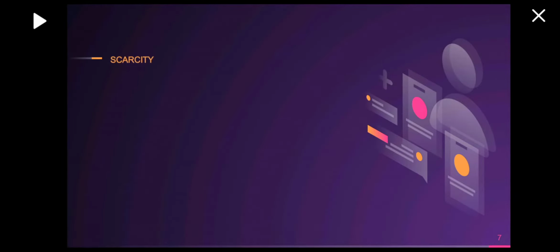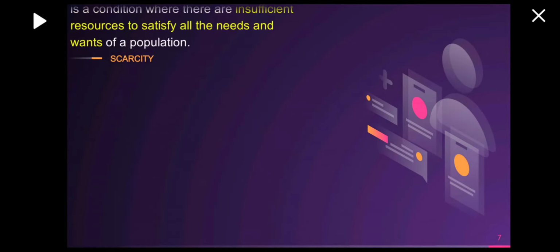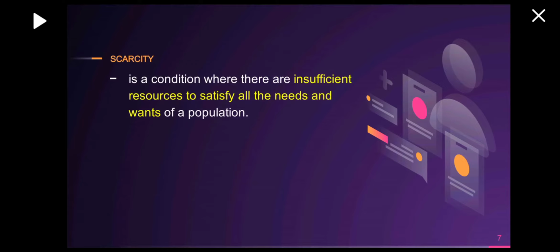First, we have scarcity. Okay, so scarcity, it is a condition where there are insufficient resources to satisfy all the needs and wants of a population. So meaning, there are never enough resources to satisfy all human wants. Okay? Because given na sa atin or nature na natin ang pagiging maluho. Okay? So, kumbaga, unlimited yung wants natin. Gusto natin ito, gusto natin nun. Hindi tayo satisfied. So, hindi tayo masatisfied though na meron tayong limited resources lamang.